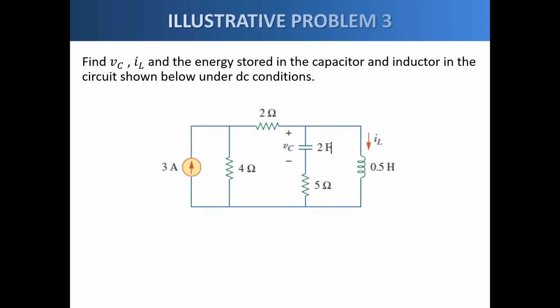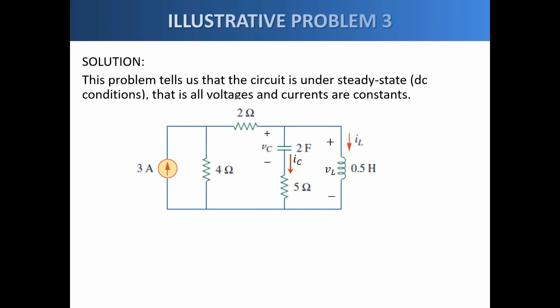In this third and last example, we have a network where we have a capacitor and an inductor, and the circuit is under DC conditions. So meaning the circuit is already at steady state. We're then asked to find the voltage across the capacitor and the current through the inductor, and also the energy stored in the capacitor at steady state.